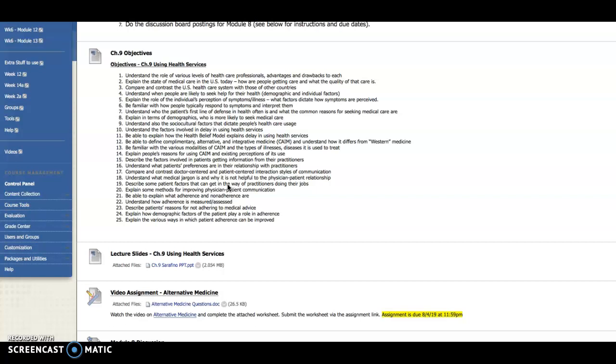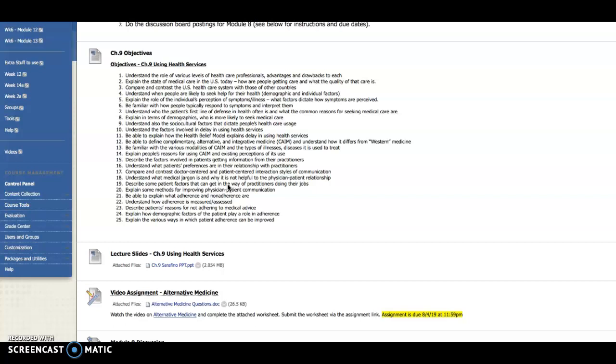How do patients want to be approached? What kinds of information are they looking for when they go in for a visit? Do they want a lot of information? Do they want to be told what to do? Do they want more say? What does that look like today?